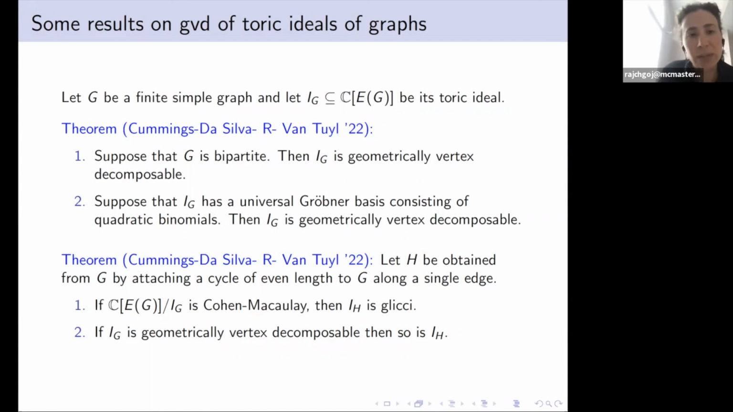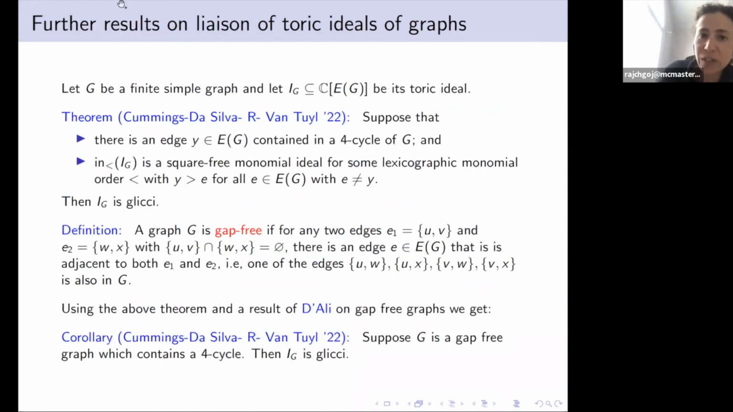Okay, so those are some results on geometric vertex decomposability of toric ideals of graphs. We can also get some further results just on liaison, which unfortunately don't see the geometric vertex decomposition to the same degree. It's still involved in some of the proofs, but we don't get geometric vertex decomposability. And the results we get are: suppose G is a finite simple graph, IG its toric ideal. The first theorem says, suppose there's an edge containing a 4 cycle. Furthermore, we can take that edge as most expensive in a monomial order and get a square-free monomial ideal. I don't care what the order is, as long as Y is most expensive, then IG is Gleachy.